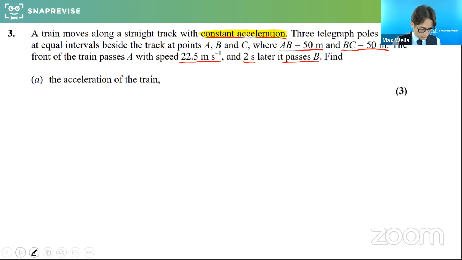And what I would often do is actually write down the SUVAT letters, S, U, V, A, and T, and determine which ones we have and which ones we need. Okay, so we're looking for the acceleration. This is what we want. We know time. We've been told that it's 2 seconds. We know, what else do we know? We know u. We know the initial velocity is 22.5.